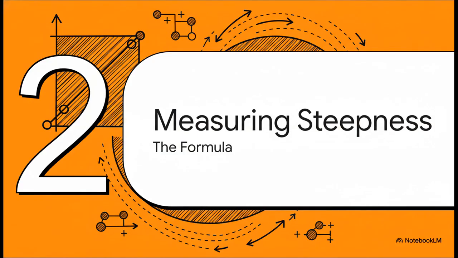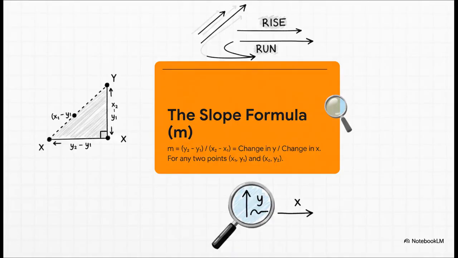Okay, so we've got the concept down pat. Now, let's get into the nitty-gritty. How do we calculate this for any 2 points in a line without having to draw it out every time? Well, that's where the famous formula comes in. And here it is. Now, don't let all the letters and numbers intimidate you.